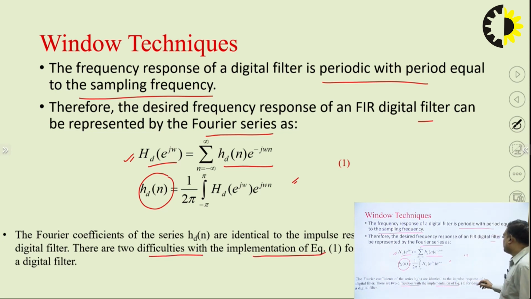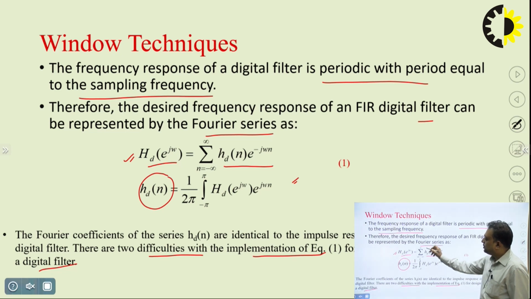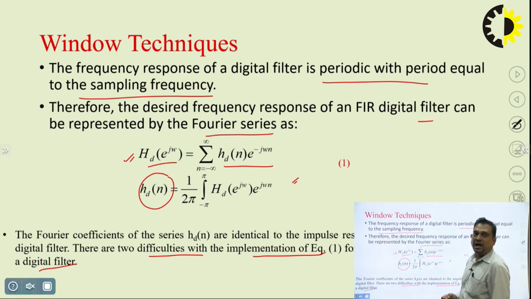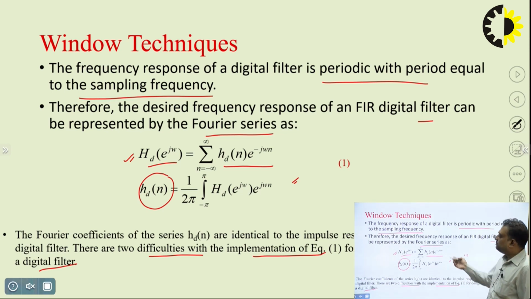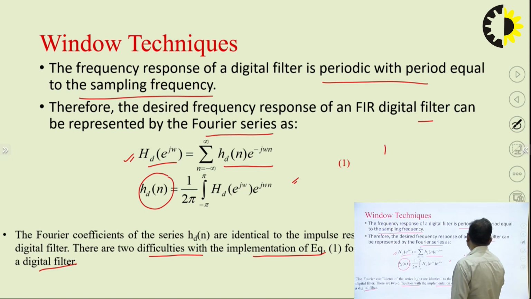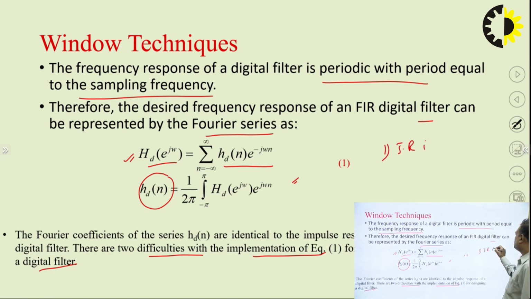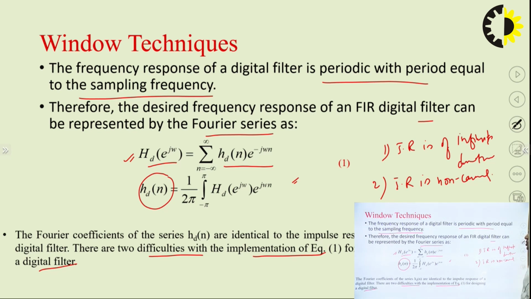There are two difficulties with the implementation of equation 1 for designing a digital filter. In equation 1, the impulse response takes values from n equals minus infinity to plus infinity. If we want to implement such a filter, two difficulties arise. What are the two difficulties? First, the impulse response is of infinite duration, and second, the impulse response is non-causal. Because the impulse response is non-causal and of infinite duration, this type of filter is basically non-realizable. So we cannot design these filters using FIR techniques.